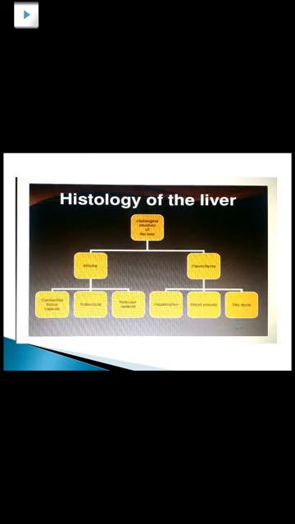So basically, this is contributed by the stroma and the parenchyma. The stroma is formed by connective tissue, the trabeculae, the reticular network, whereas the parenchyma, as you all know, is contributed by the hepatocytes, blood vessels, and bile ducts.